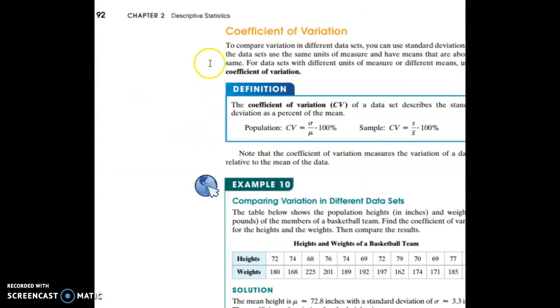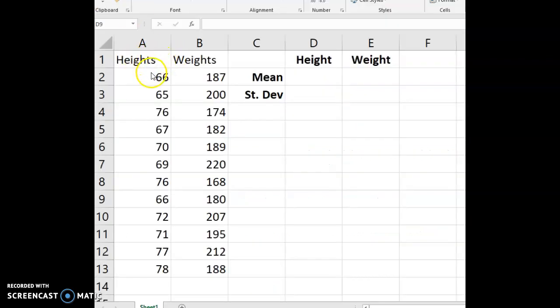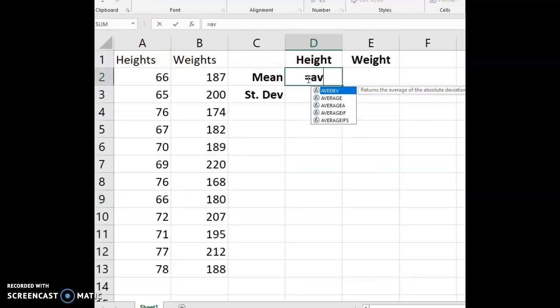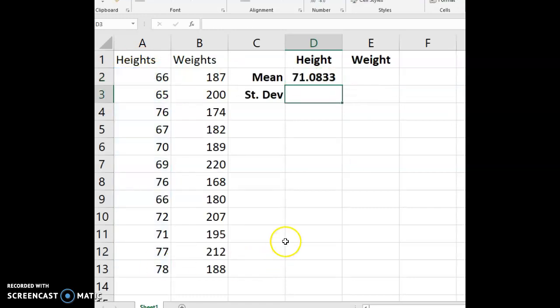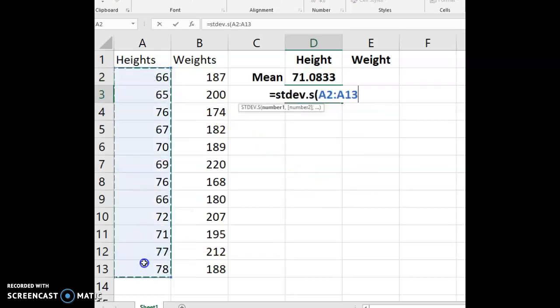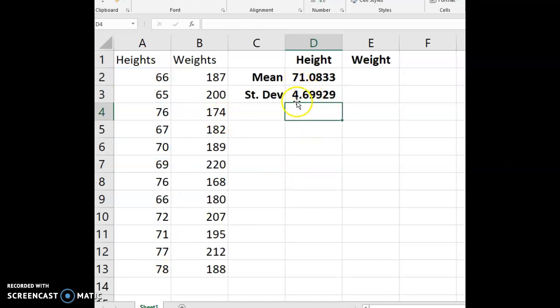and we're going to paste it in Excel. And if you want to look at this in the book, we're still in 2.4. It talks about the coefficient of variation. And so for our 2 columns of data here, we need to find the mean and the standard deviation. So with the height first, let's find the average of the heights. And then equals standard deviation dot S, because we have a sample, open parentheses, select the data. And we have the mean and the standard deviation for the heights, so we can find the coefficient of variation. We take the standard deviation and we divide by the mean for the height. And this gives us the coefficient of variation for height.